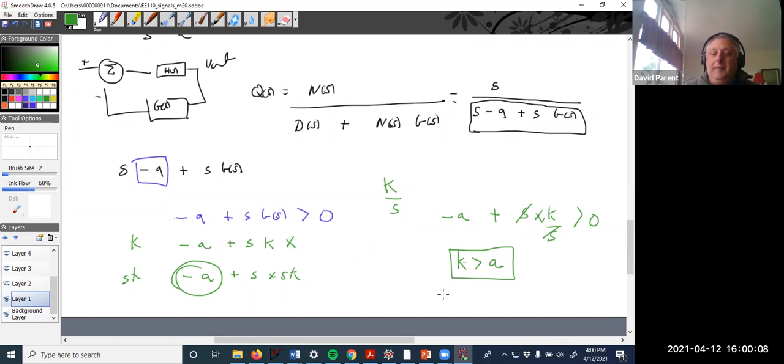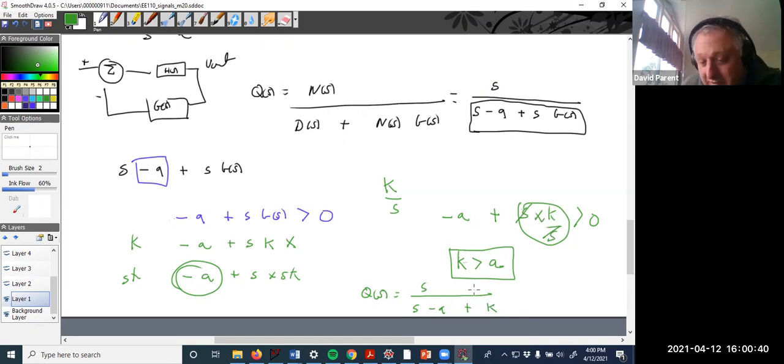And so if I just look at the whole thing, I have S minus A plus K, because I've canceled. Originally we had S, but then we multiplied that by K divided by S, so we're left with K. What makes this system have a root on the left-hand side? K being greater than A. And notice the numerator is unchanged, but now we're in control.